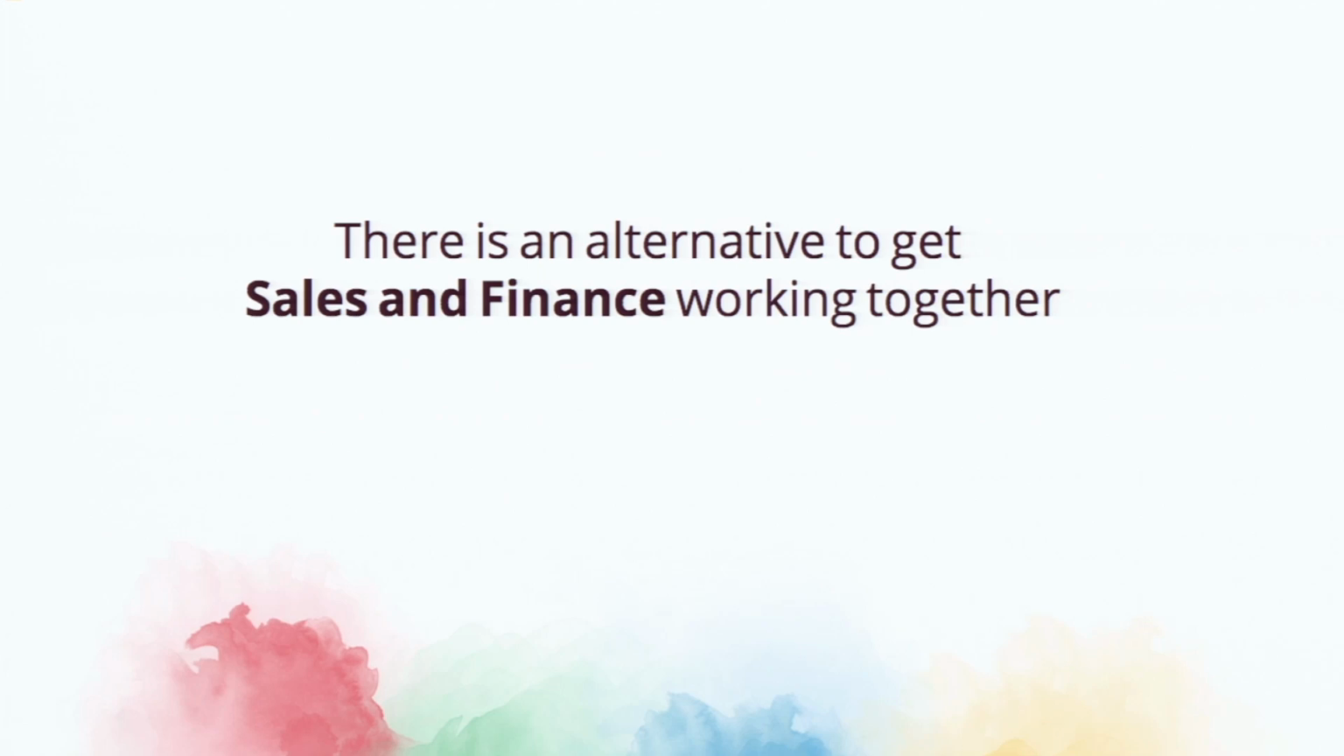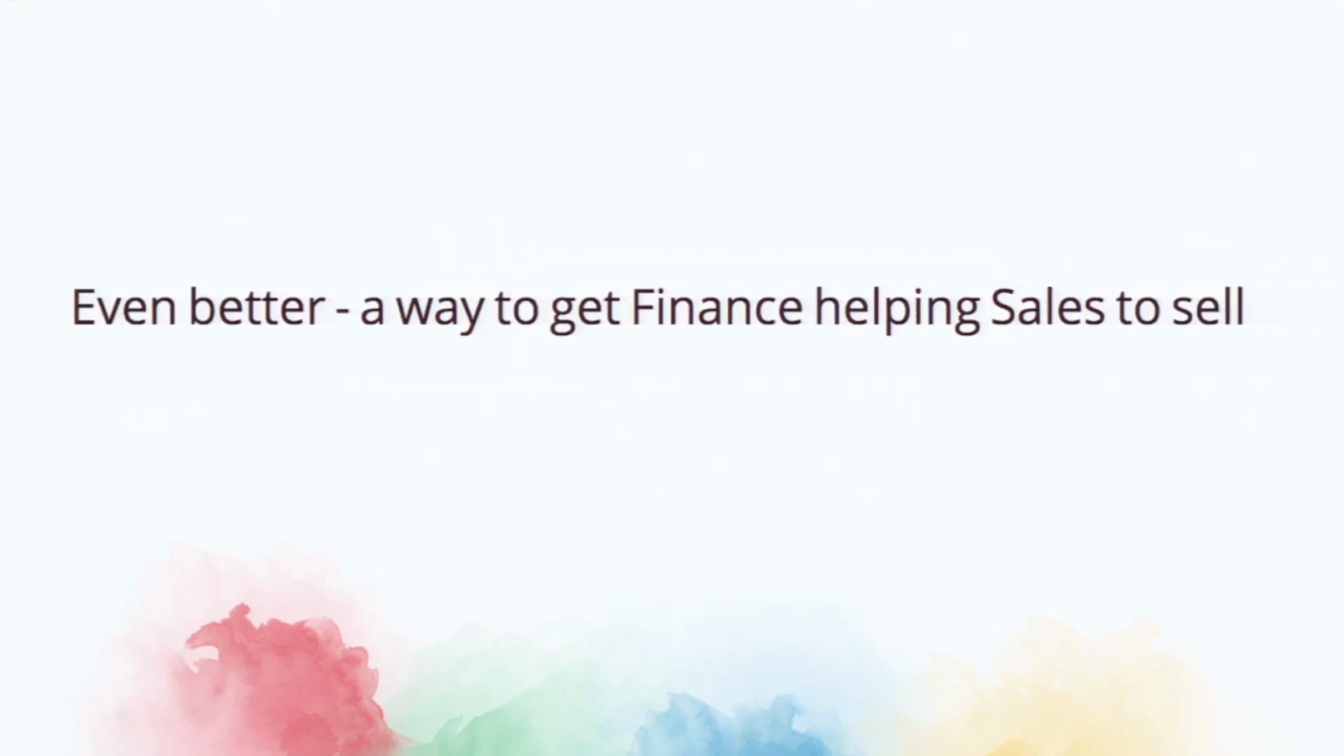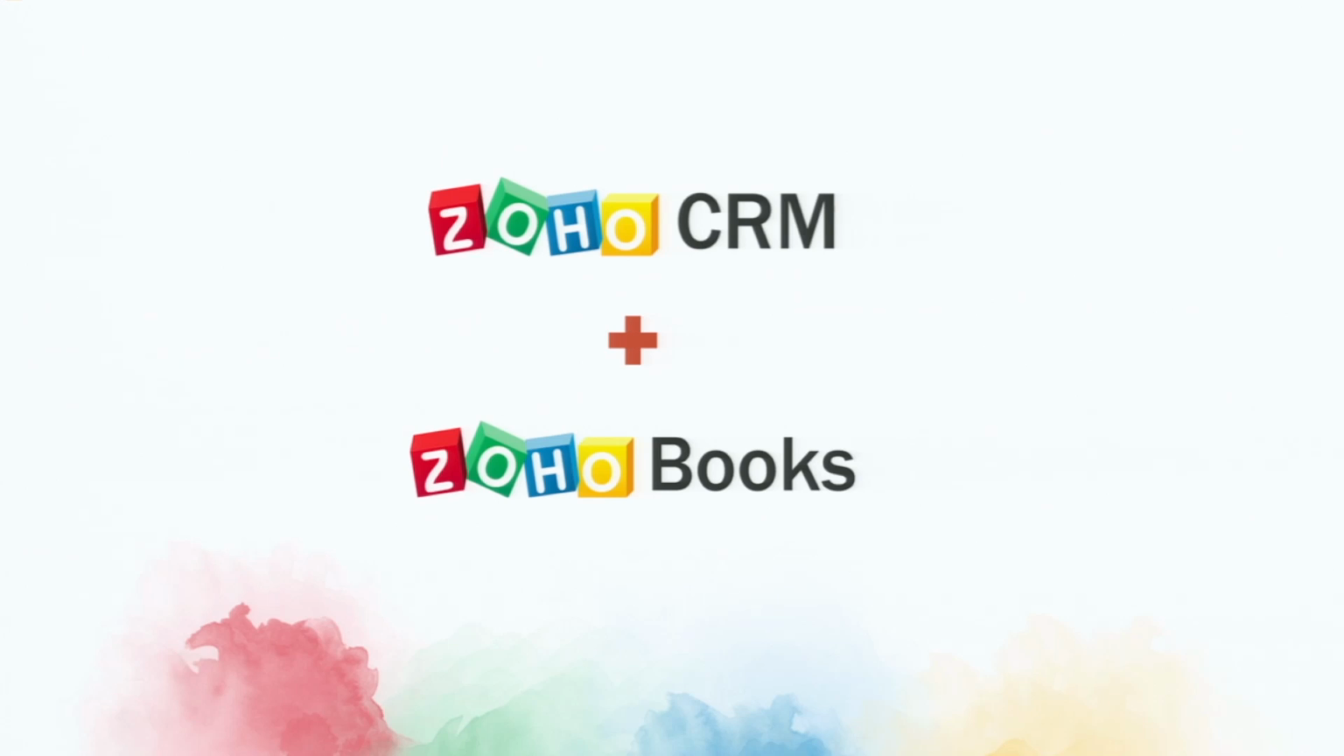So with that said, and I'm going to get to the chase pretty quickly here, there is an alternative to this problem. And even more, there's a way to get finance to help sales sell. And it's really about leveraging the data that finance has to help sales sell. So what does that mean? When we set out, as I said, to integrate Zoho CRM and Zoho Books, which, by the way, we think and submit is a solution to the problem, we set out to eliminate siloed data stores, right?